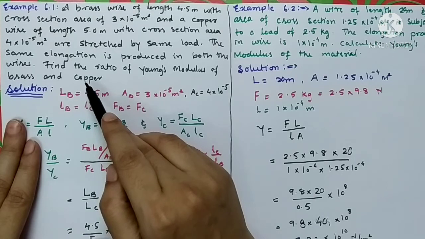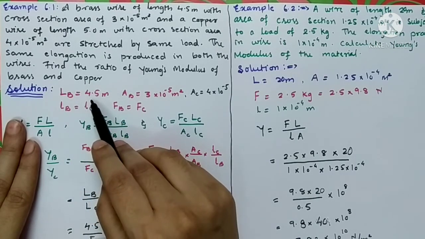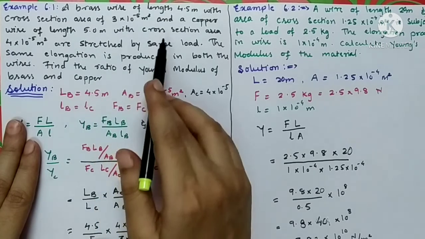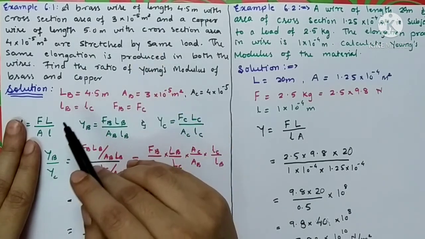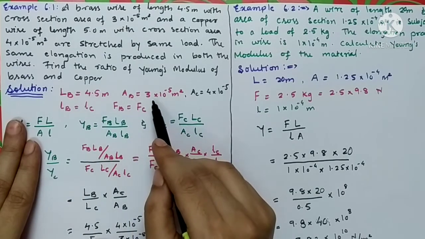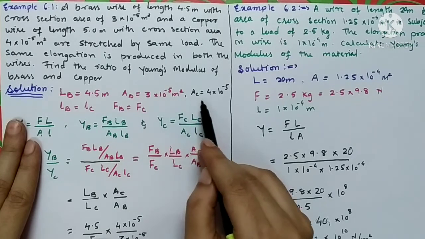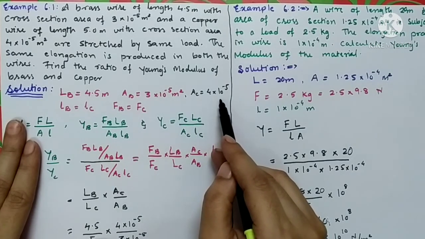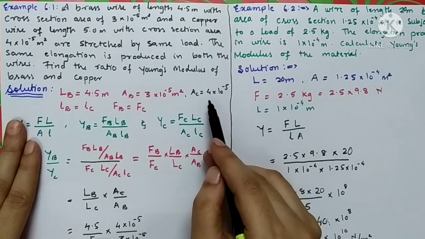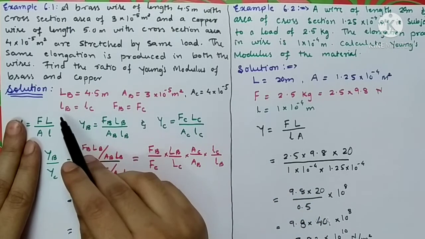So let us quickly write down the given things. Length of the brass rod is 4.5 meter. Length of the copper rod is 5 meter. Similarly, area of the brass rod is 3 into 10 raised to minus 5 meter square and area of the copper wire is 4 into 10 raised to minus 5. And what else is provided? That both the wires have the same elongation.